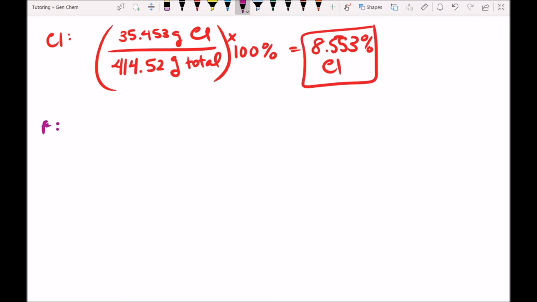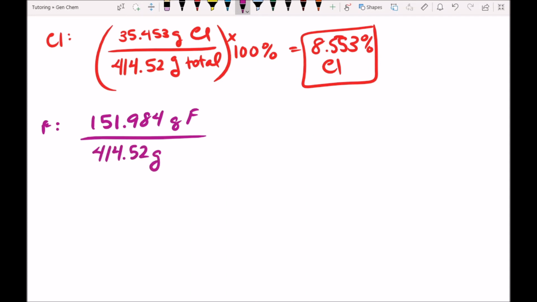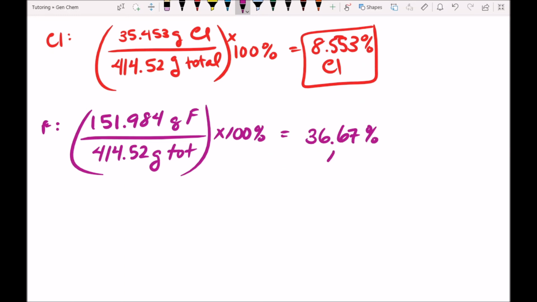Now, fluorine, we had 151.984 grams of fluorine. That's the contribution of fluorine from the 8 moles of fluorine we had. And that's out of a total mass for the compound of 414.52 grams total. That's a decimal, so we multiply by 100% to get that into a percent. We find that fluorine has a percent mass contribution of 36.67%.